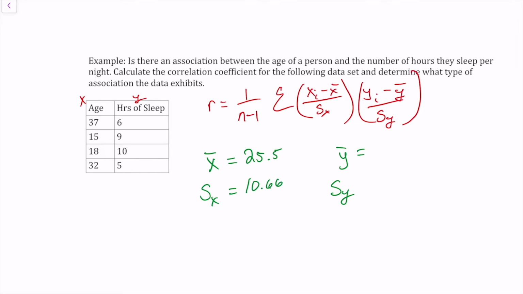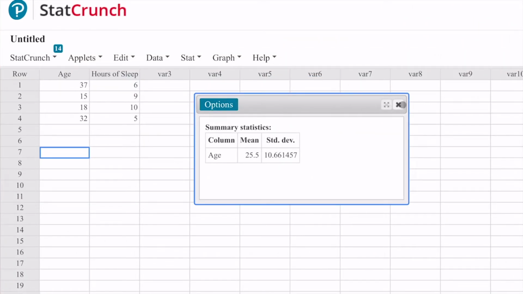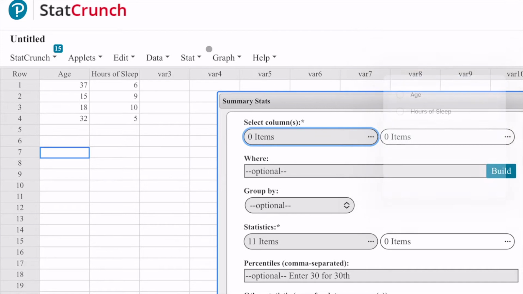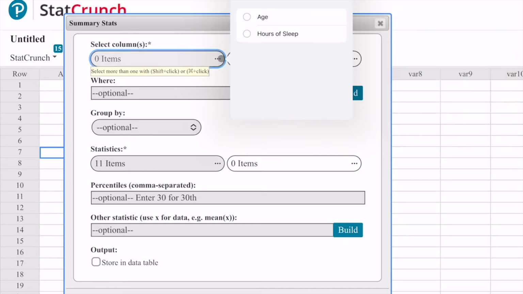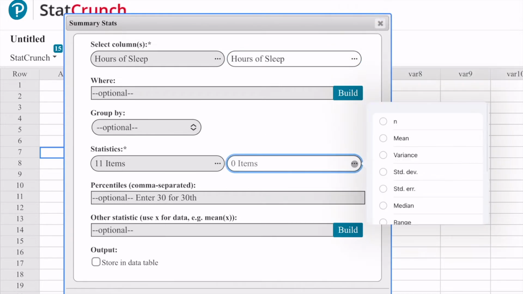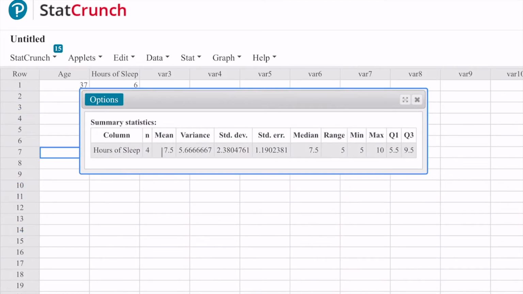Let's do the same thing for the y variable. So I'm going to come here, go back to my summary stats, columns. This time I want to do it for hours of sleep. Let's move hours of sleep over. That's my y variable. And then I want just the mean and the standard deviation. We calculate that. Well, it gave me a bunch of stuff, didn't it? So the mean is 7.5. The standard deviation is 2.38.